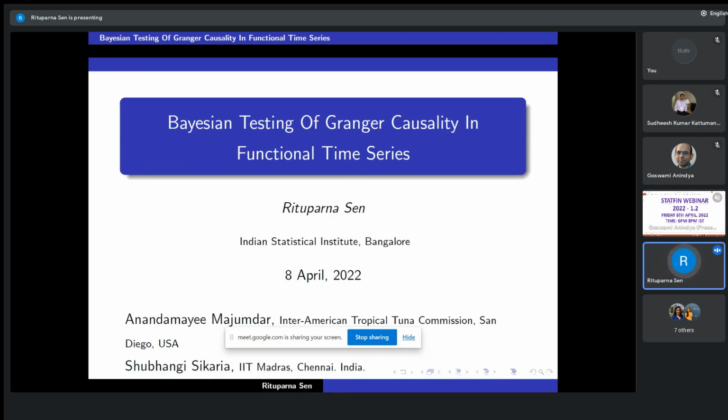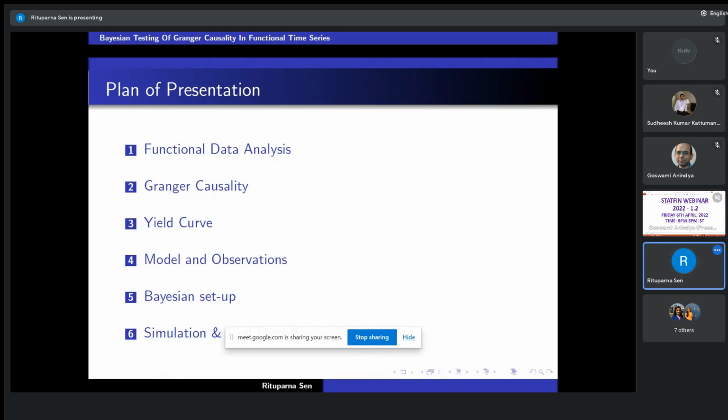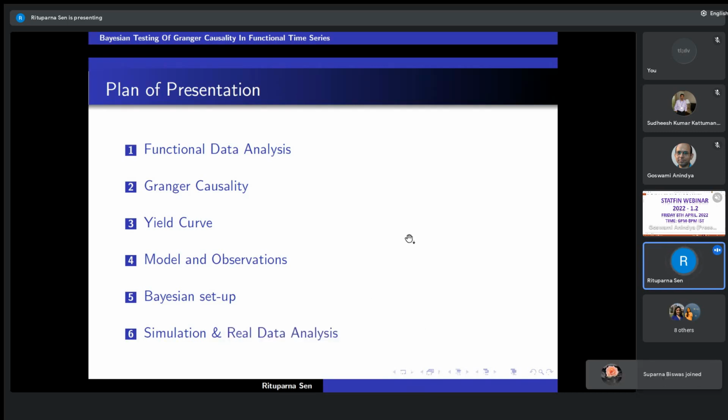So this is going to be the plan of my talk. I'll talk first about what is functional data analysis and about Granger causality. So those are the two things that we are trying to connect here. Then I'll give a brief introduction to yield curve, which is the financial application that I'll talk about. And since this is in a StatFin series, what kind of things we are trying to model and test for Granger causality. And then I'll present the model and how the data is. And then I'll describe the methods, the Bayesian methods, and finally some simulations and the result of the data analysis.